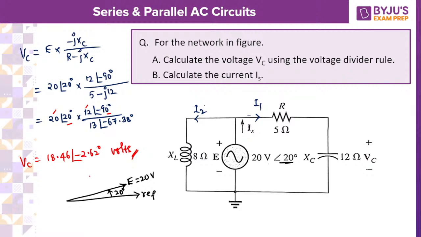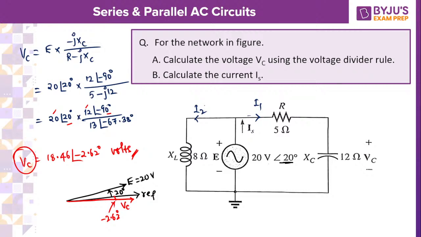Now, how should VC be? VC is at an angle of minus 2.62, which means very, very close to the reference. So this is VC. The angle here is just minus 2.62. Of course, the magnitude is 18.46. So VC is going to lag from the reference axis by 2.62. Alright, so this is how it looks.